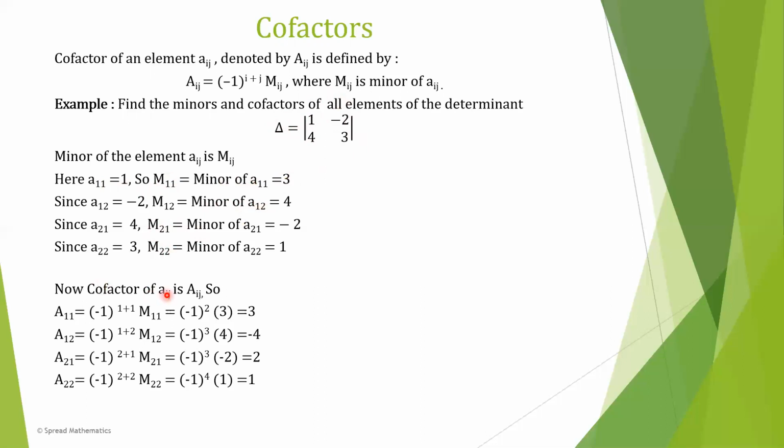Now the cofactor of aij is Aij. So A11 equals minus 1 to the power 1 plus 1 into M11. We got M11 as 3, so we took 3 and minus 1 to the power 2. So the final answer will be A11 is 3, A12 is minus 4, A21 will be 2, A22 will be 1. So these are the cofactors and these are the minors of the given determinant.